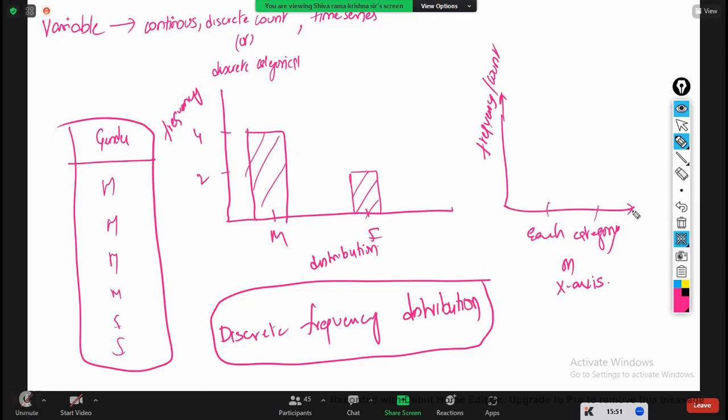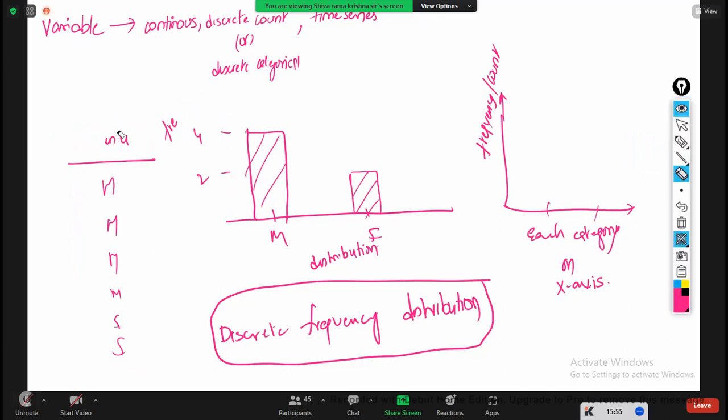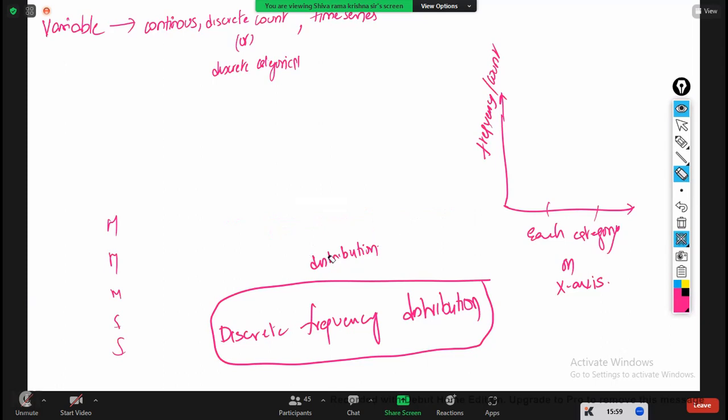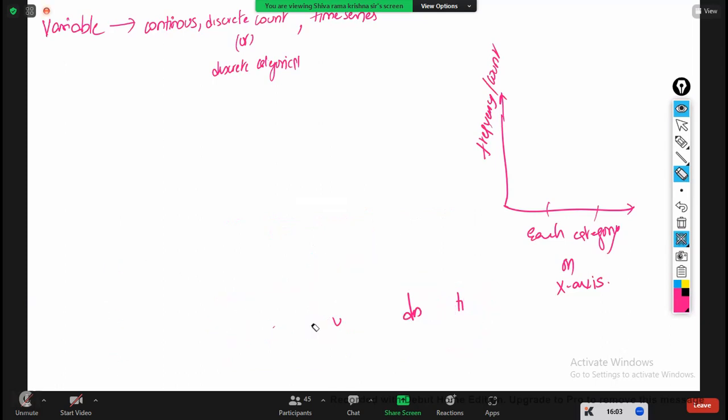Yesterday we discussed what a discrete frequency distribution is. Now in today's class, we are going to see the continuous frequency distribution, and at the same time the continuous probability distribution. Let's move on to the continuous variable. This is all we have done for the discrete variable. Now let us take a continuous variable, an example of your choice, anything you can select.